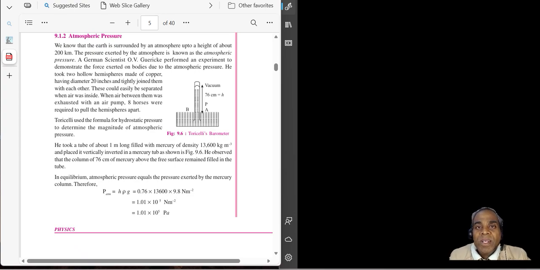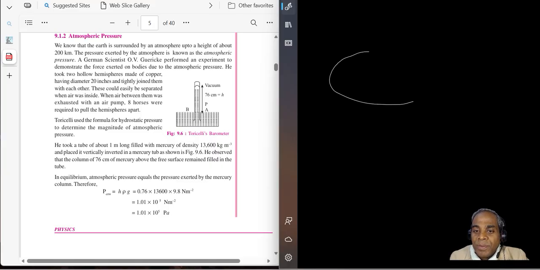Now we will understand the concept of atmospheric pressure. So, what is atmospheric pressure? Let us say this is our Earth. It is not exactly a spherical object, it is more like an ellipse. So, you can understand the approximate figure like this.